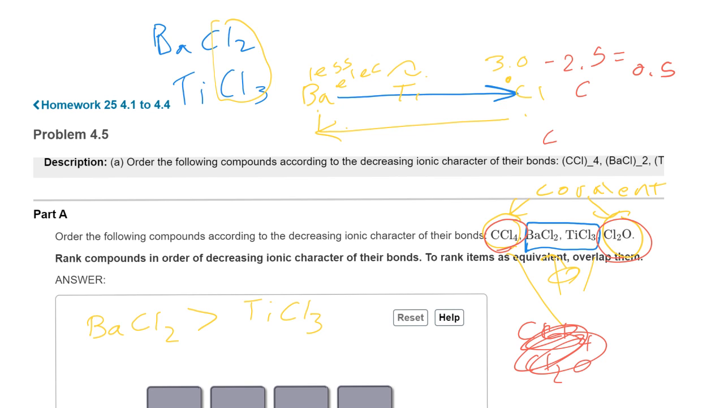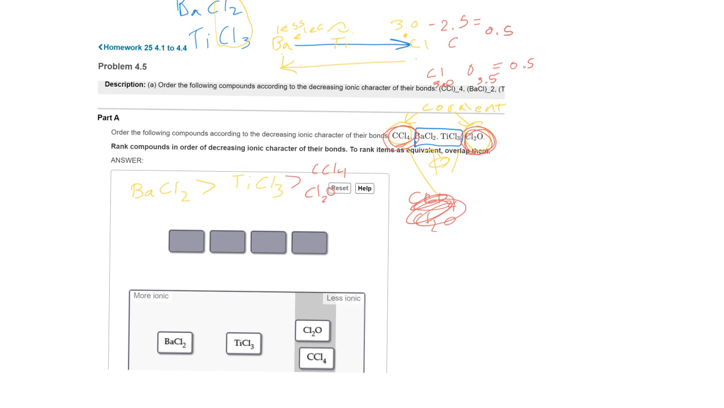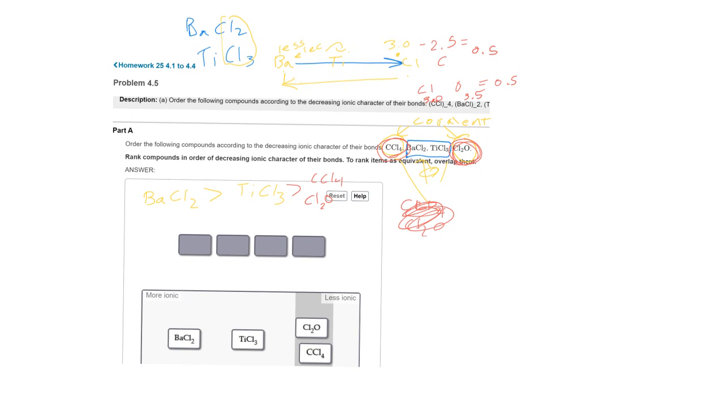Well, if we look up chlorine and oxygen, chlorine's 3.0, oxygen's 3.5. Well, hot diggity dog, the difference is 0.5 again. So they have the exact same ionic characteristic. So it would actually be a tie here between those two. So you just stack them up on top of each other. And that's that.